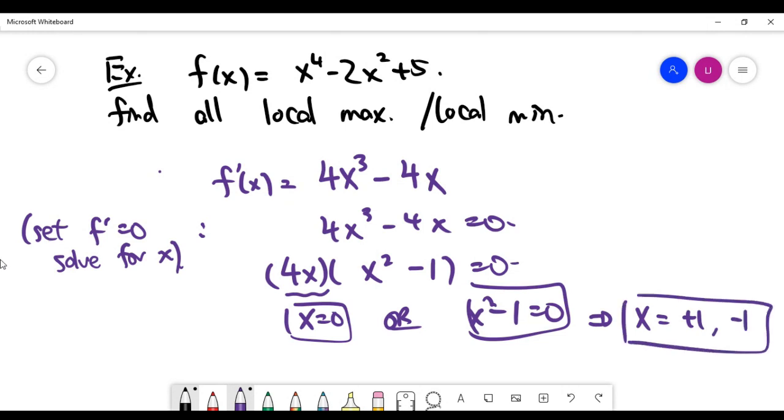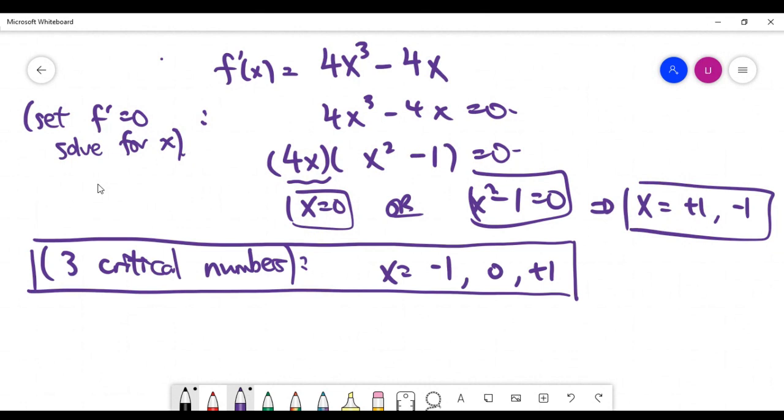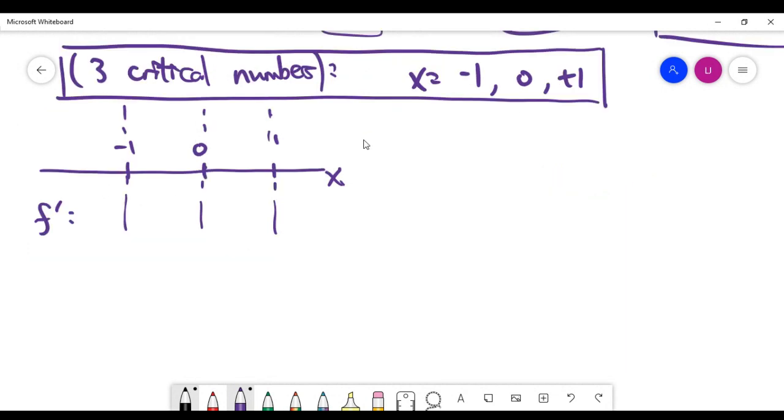So you see, all together, you actually have 3 critical numbers, which is minus 1, 0, and positive 1. And to do the first derivative test, you can actually look at the sign table. Please look at the sign table now. The 3 points of the critical numbers are marked on the x line, the number line for the x value.